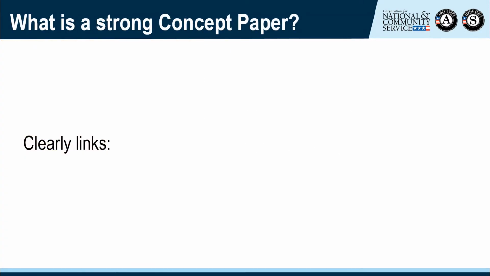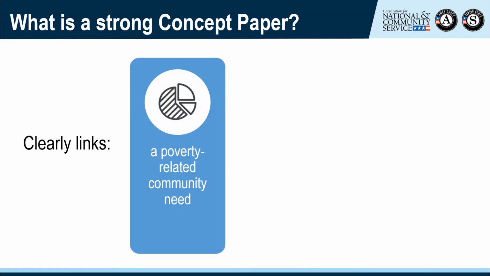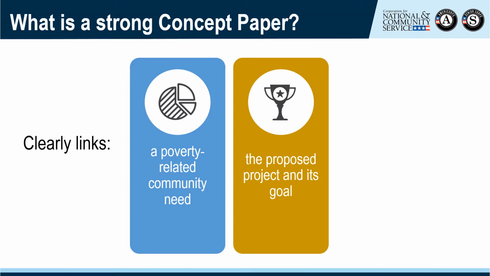From the outset, a good concept paper establishes a clear link between three key elements. First, a clearly defined poverty-related community need. The needs of the community must come first, and they should guide the project development process. Second, the proposed project and its clearly defined goal. The concept paper needs to describe the project with enough detail so the reviewer has a good idea of what is being proposed. And it needs to include a clear goal, describing the tangible results the project will deliver.